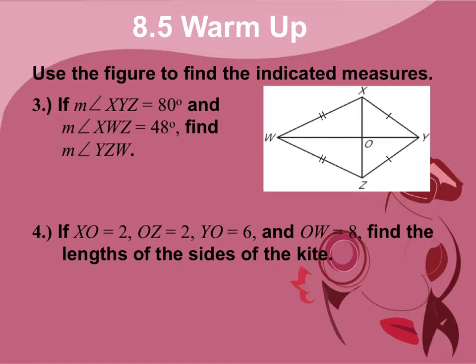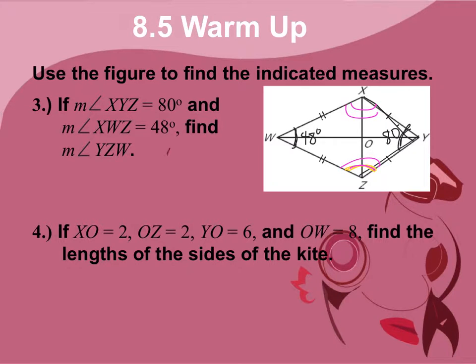So use the figure to find the indicated measure. Number 3 says if XYZ, this angle here, is 80 degrees, and XWZ, which is this angle over here, is 48 degrees. Find the measure of angle YZW, which is here. And before we said that what was true about those angles opposite from each other? These would be congruent to each other. So this one would match this one.